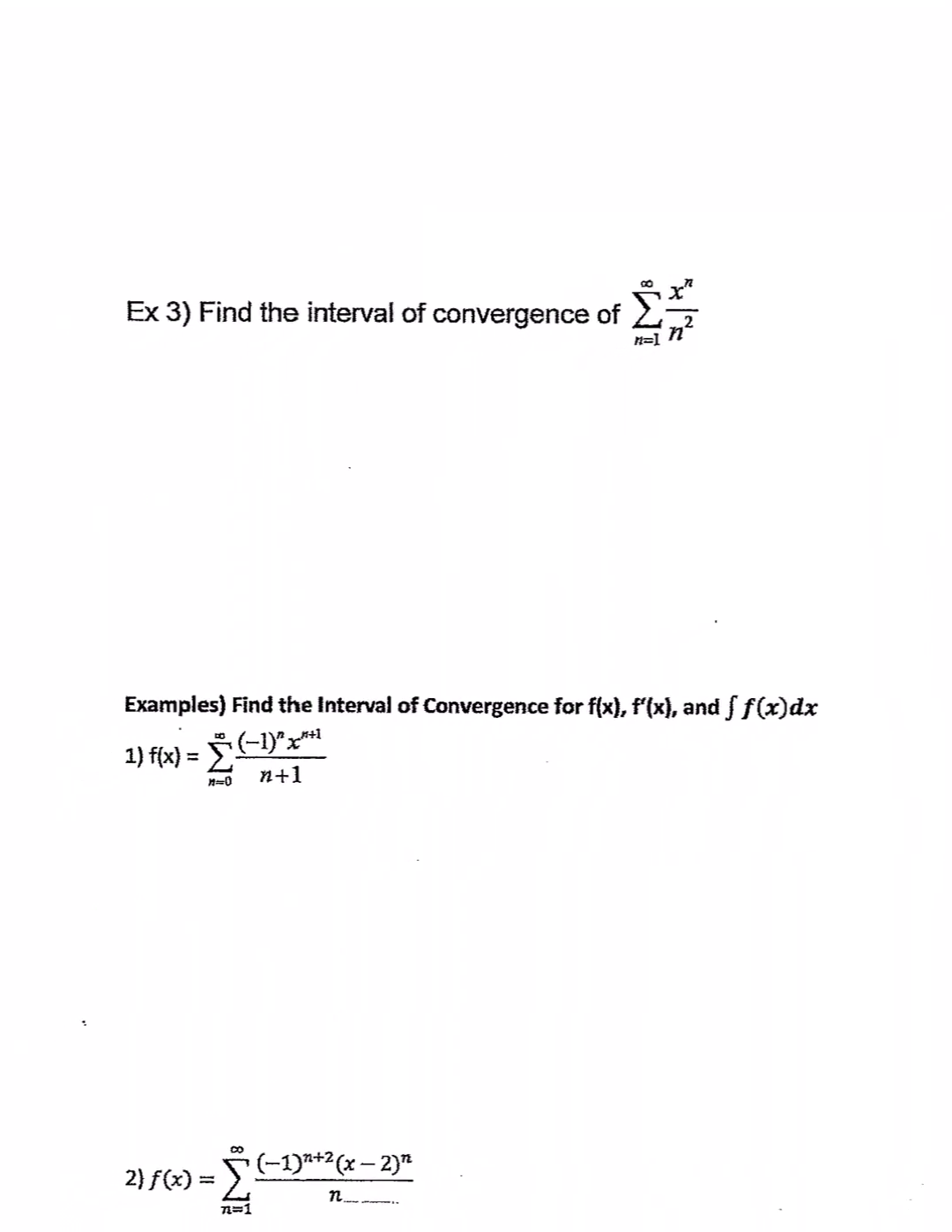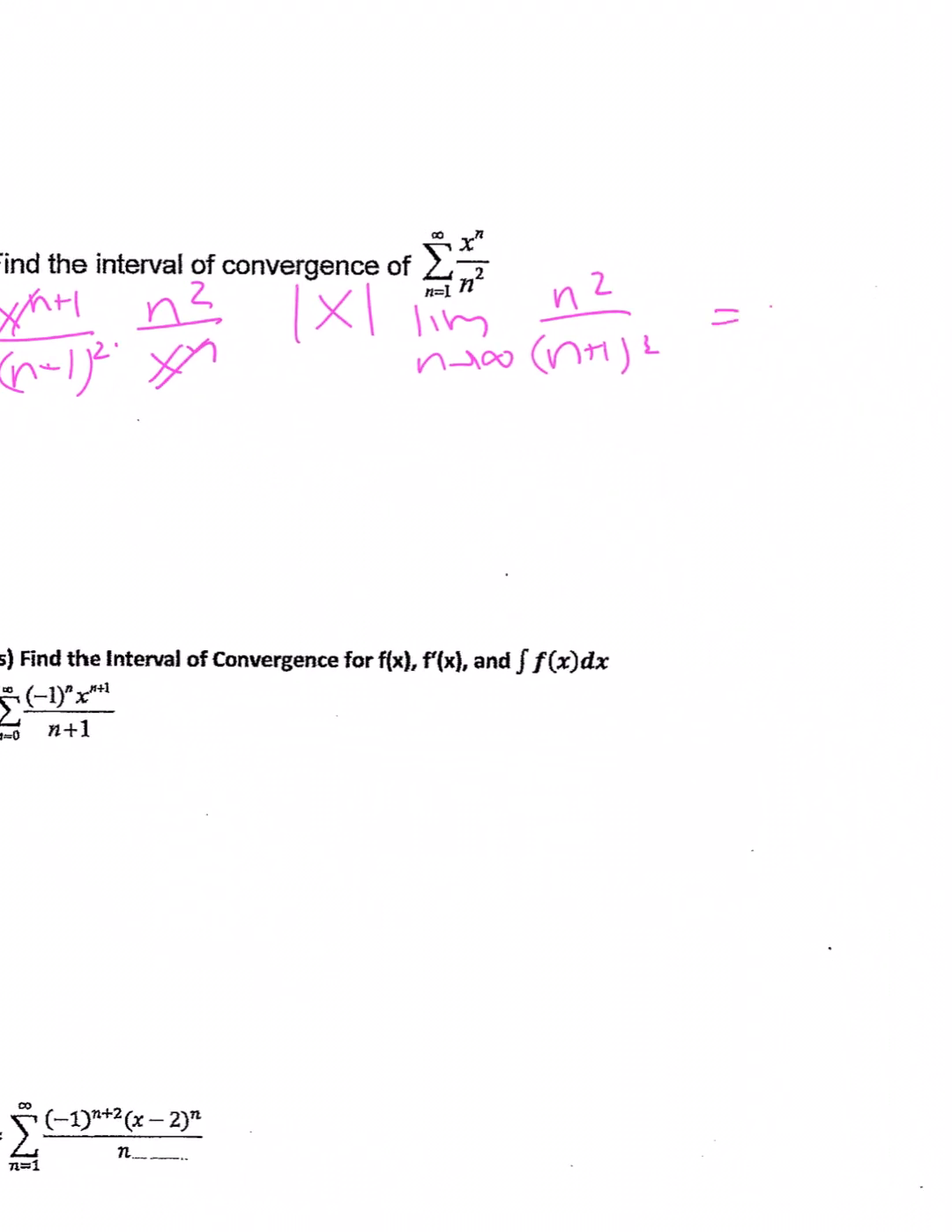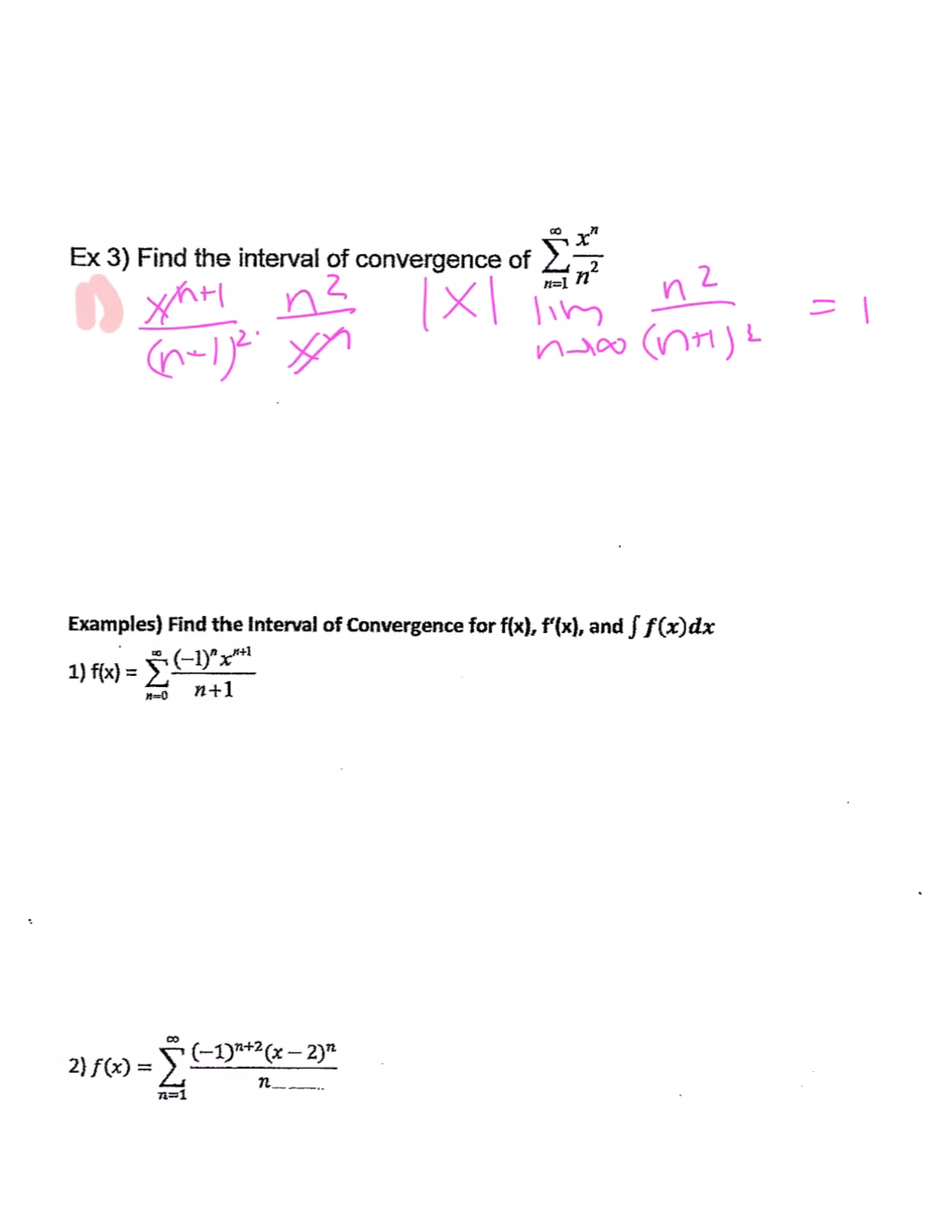All right, let's flip our sheet here and try example 3. First we're finding our radius of convergence. So we're doing x^(n+1) over (n+1)^2, and then n^2 over x^n. These cancel and we're left with x, and nothing else cancels, so we're taking the limit as n goes to infinity of n^2 over (n+1)^2. We're going to get 1 because we have matching powers. So my ROC here is going to equal 1.